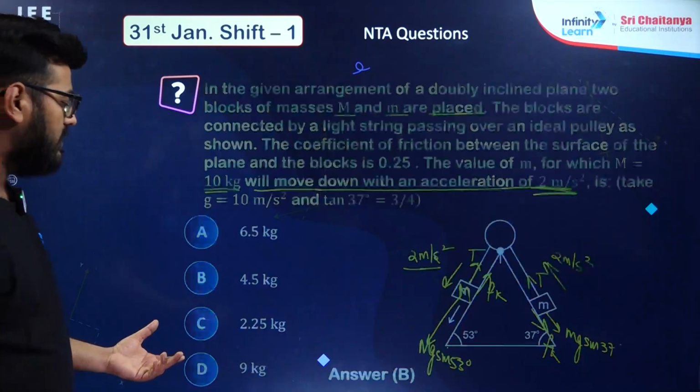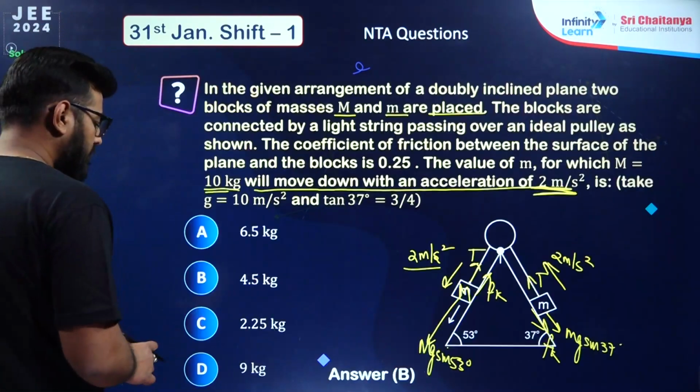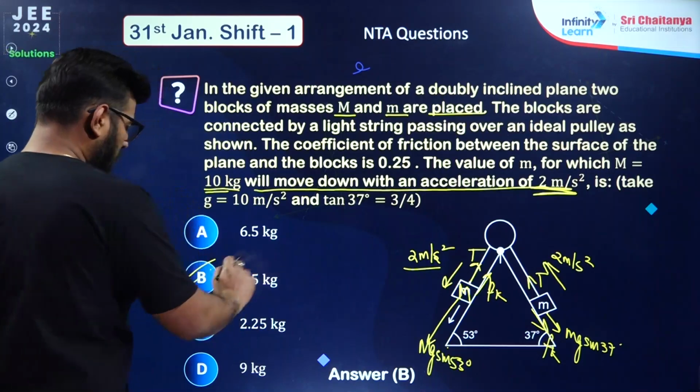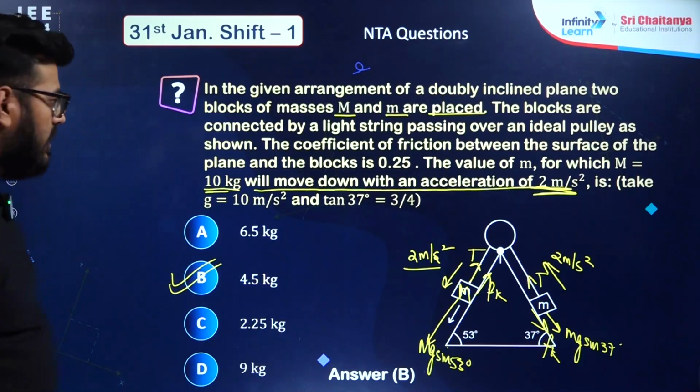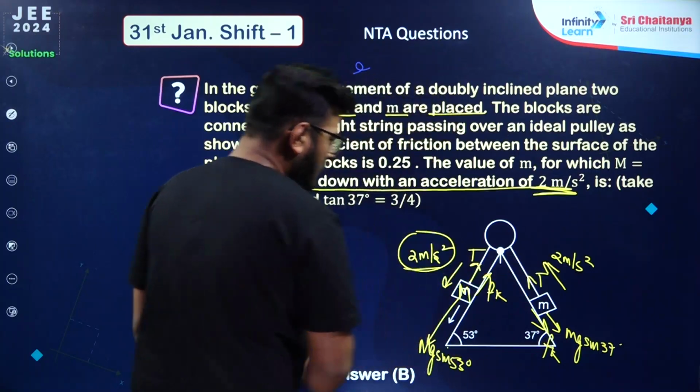Based on this, you can very easily get the answer, that is going to be option number B. Here are the equations written over here, okay. So option number B, that is small m value will be equal to 4.5 kg for the entire system to move down and move up with 2 meter per second square acceleration.